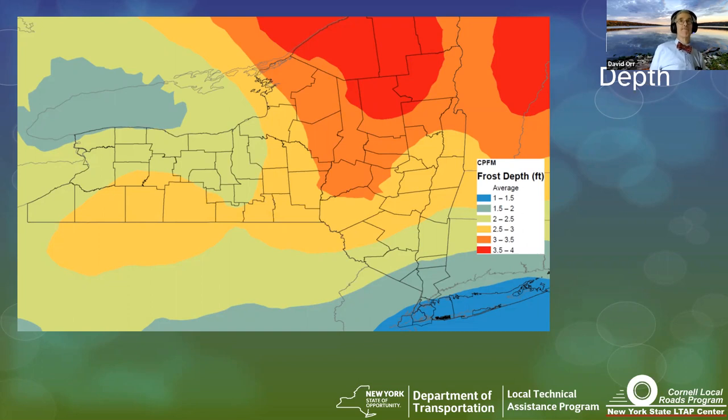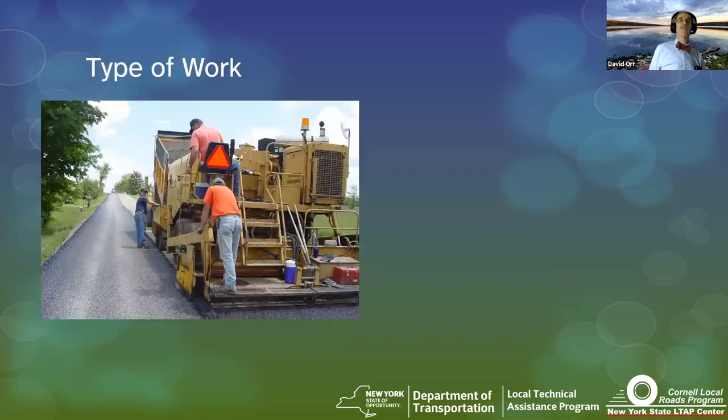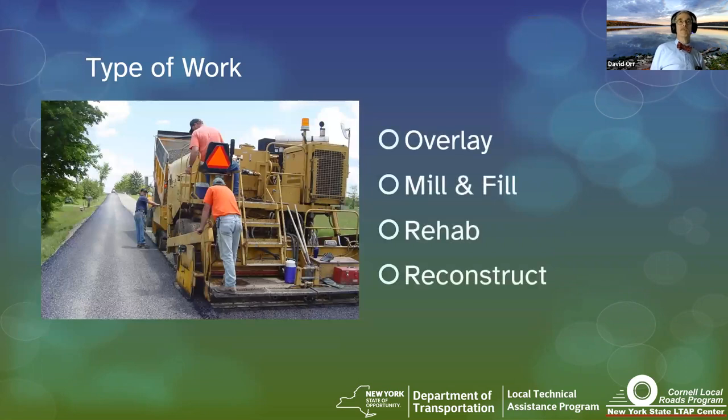Okay. The type of work, we've already talked about this. There's only really four choices. We kept it simple: overlays to reconstruction. And so one of the first things you do after you do the existing pavement is you can throw out certain designs and say, I can't do an overlay. Let's look and see what happens with a rehab. Okay.